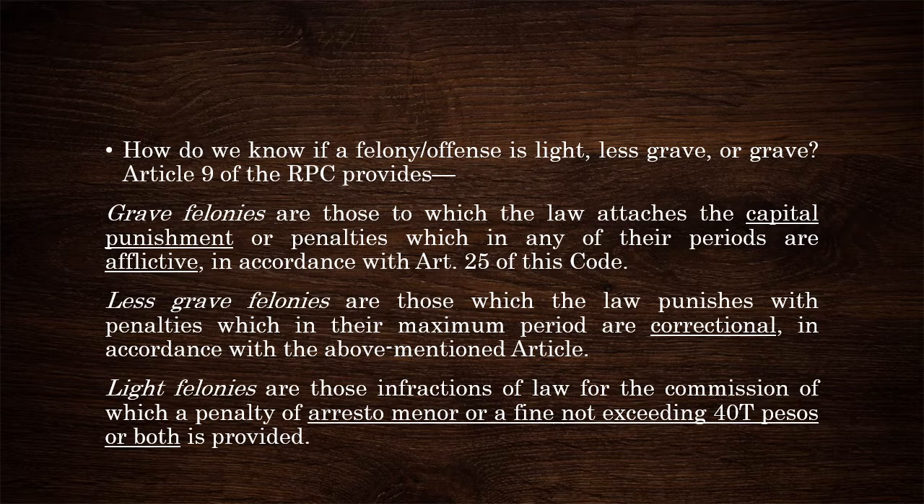because Article 125 uses the phrase "or their equivalent." So, if a crime, for example, has an imposable penalty of life imprisonment, then it is considered a grave felony or a grave offense. And in such a case, the reglementary period is 36 hours. If it is considered a less grave felony, the reglementary period is 18 hours. And if it is considered a light felony because it has an imposable penalty only of arresto menor or a fine not exceeding 40,000 pesos or both, then it only has a reglementary period of 12 hours. All of these hours, 36, 18, and 12, are to be reckoned from the time of the arrest.